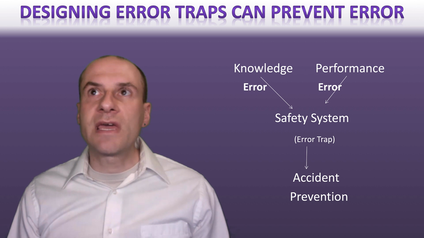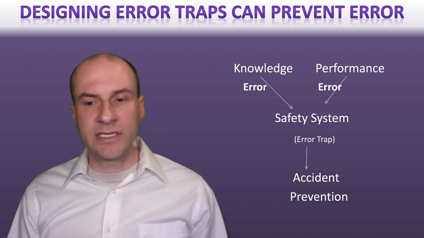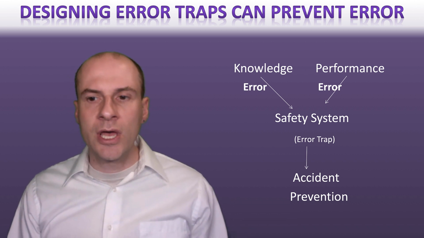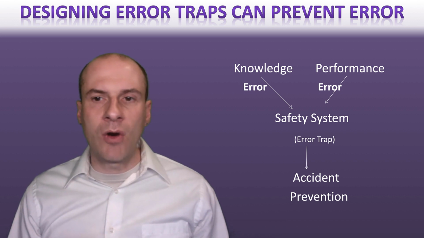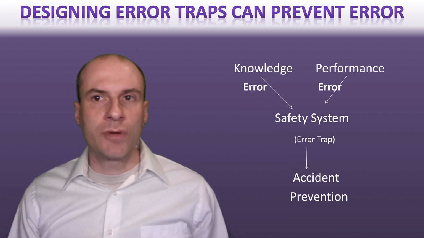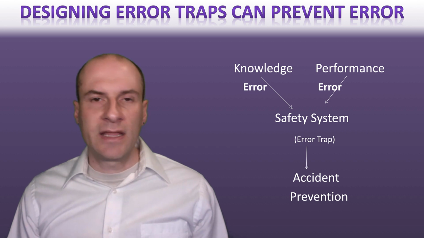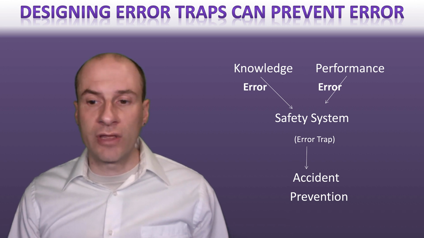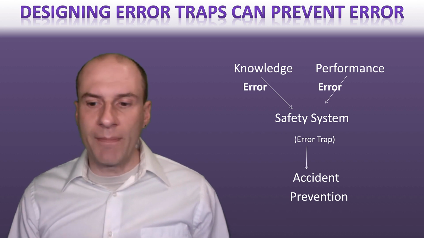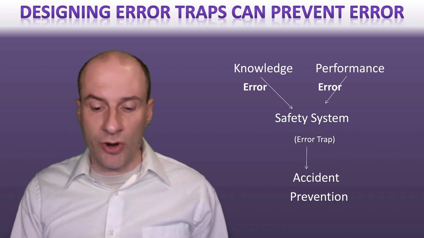Now, once we have identified a lot of the causes and the structure of how this occurs, one would want to think about how knowledge and performance errors could be trapped, and create safety systems so that they don't occur in the future. That's called an error trap, and it thereby prevents accidents from occurring.